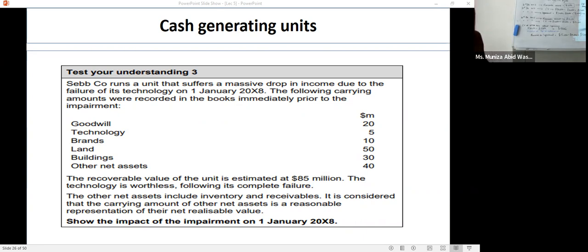Now, my dear students, they have told us two important points in the notes. The first one is that this impairment is making the technology completely worthless. So this technology is now completely worthless.